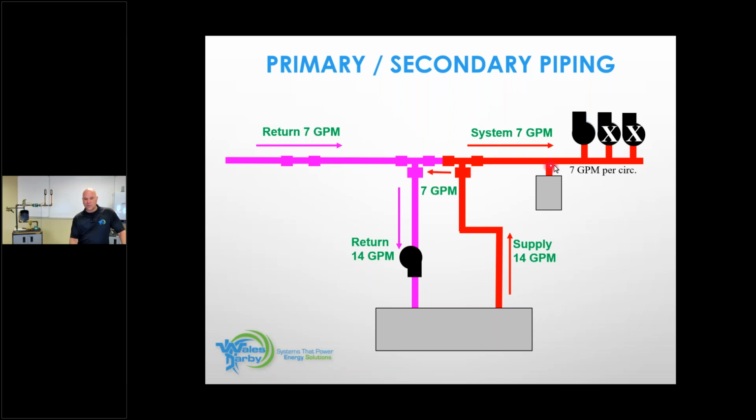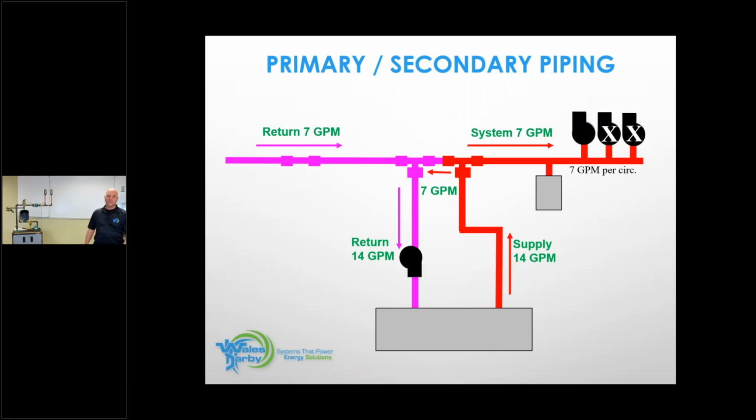7 gallons of water is going out to the system. 7 gallons of water is going backwards. 7 gallons of water is coming back from the return, and they mix here to deliver 14 gallons of water back to the heat exchanger to be reheated and sent back out.